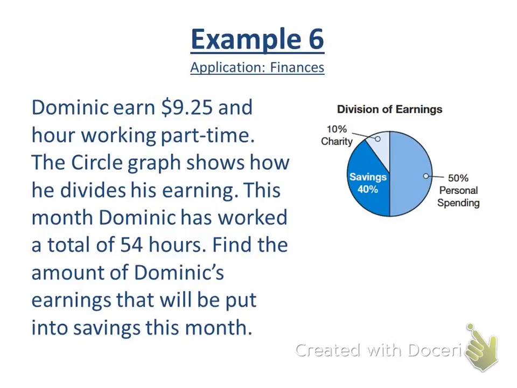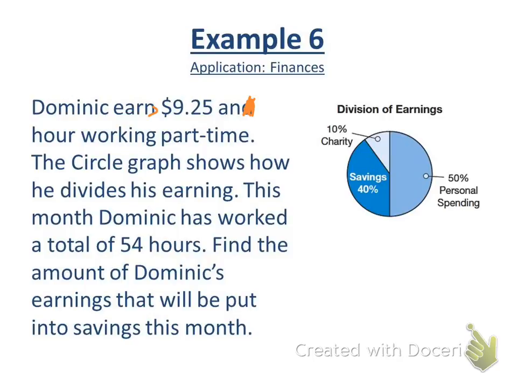Dominic earns $9.25 an hour, working part-time. There's a couple of typos here. The circle graph shows how he divides his earnings. All right, so we got 10%, 40%, 50%. That's all of it, right? Circle graphs have to be parts of a whole, so we need to make sure it's valid, and it is. This month, Dominic has worked 54 hours. Find the amount of Dominic's earnings that will be put into savings this month.